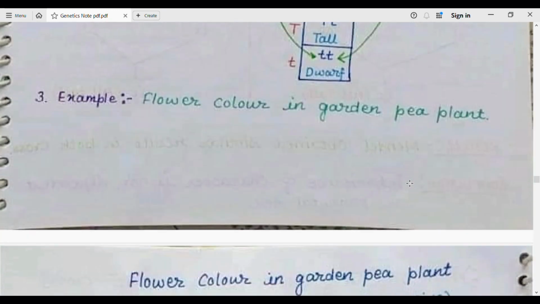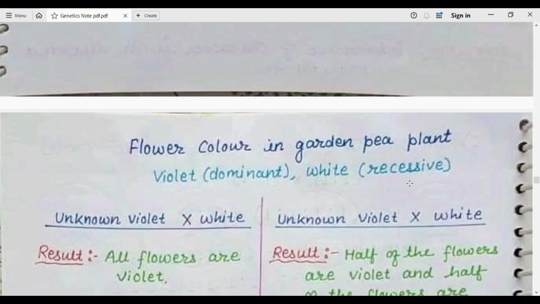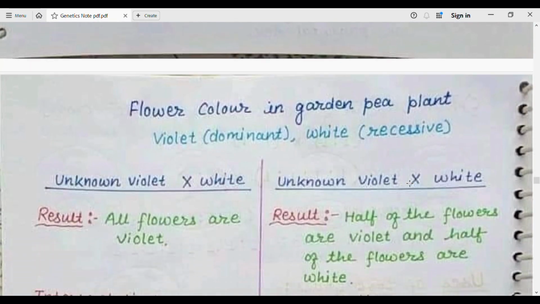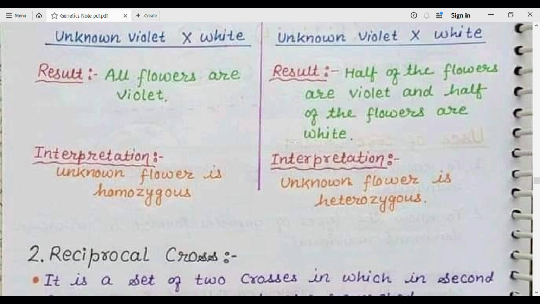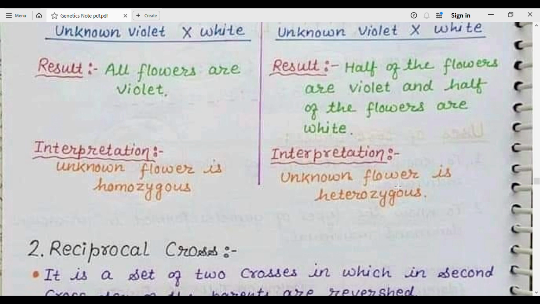For example, flower color in garden pea plants: violet is dominant and white is recessive. If an unknown violet is crossed with white and all flowers are violet, the unknown flower is homozygous. If the unknown violet is crossed with white and half of the flowers are violet and half are white, the unknown flower is heterozygous. That's why we say the test cross is performed to check whether the individual is homozygous or heterozygous.